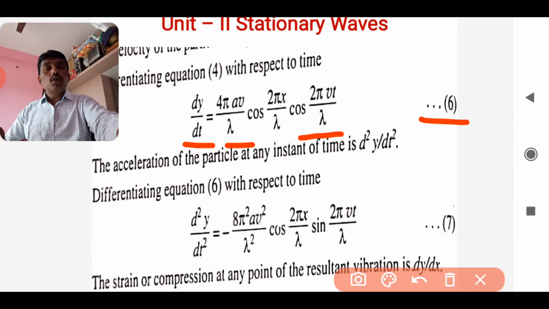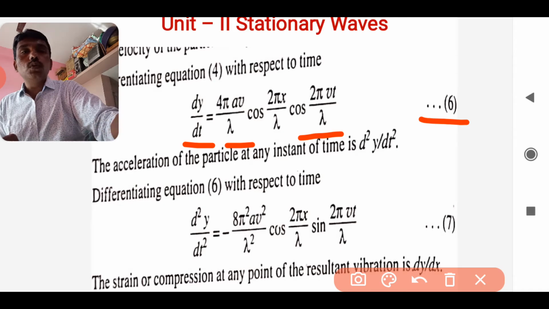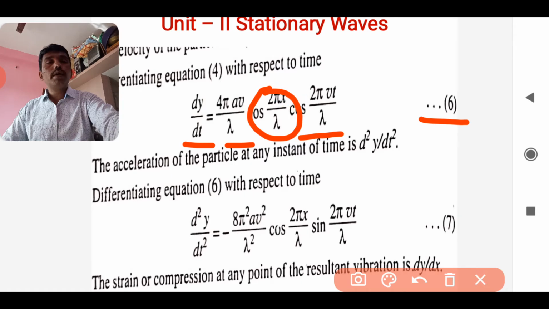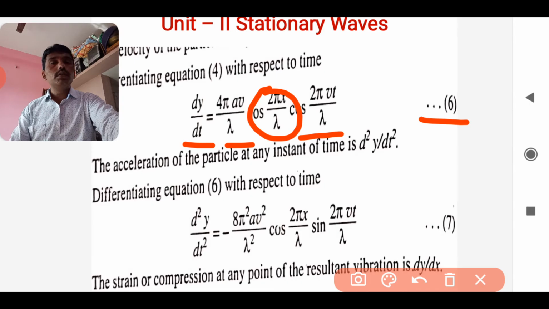That is because dy by dt is velocity, and that's why d/dt of dy/dt will give me acceleration. When I differentiate this dy by dt, it will become d2y by dt square. Now if I differentiate this equation again, similarly, no doubt x will not affect it because I am differentiating with respect to t, so x will have no effect. Cos of 2 pi x by lambda will not matter. But here, in cos of 2 pi v t by lambda, the multiplier part 2 pi v by lambda will come in front again.